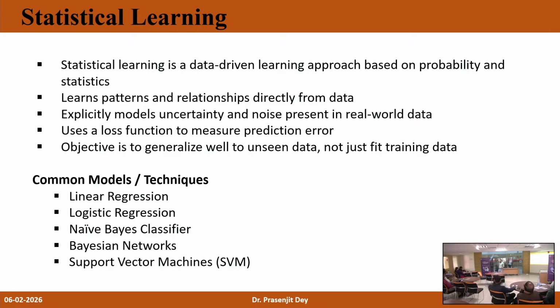Suppose x values are 1, 2, 3, 4 and y values are 1, 4, 9 and 16. So we can understand the underlying relationship between x and y is y equals x square. So if I feed x as 5, the output is supposed to be 25. This is a simple case.